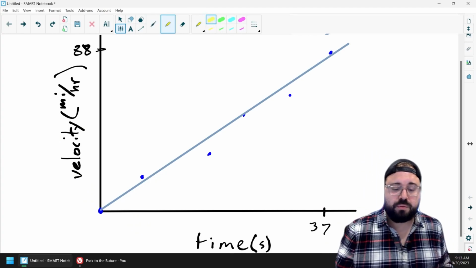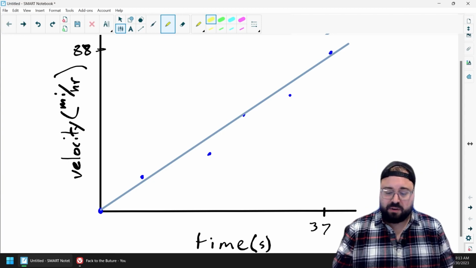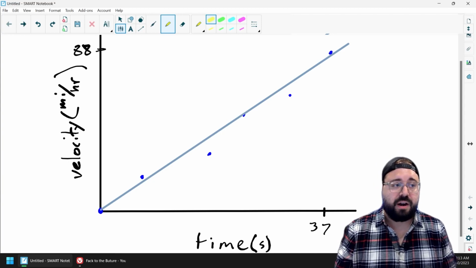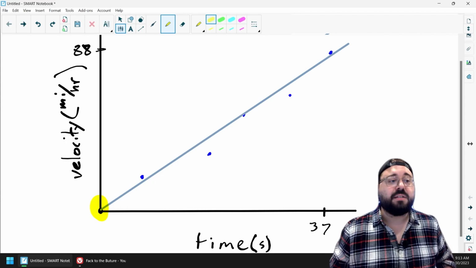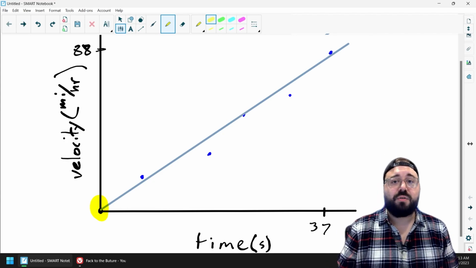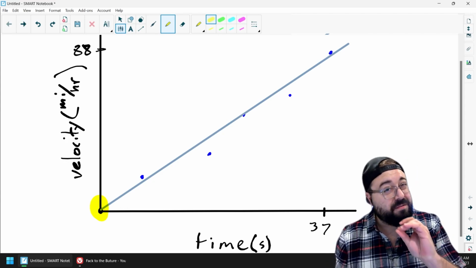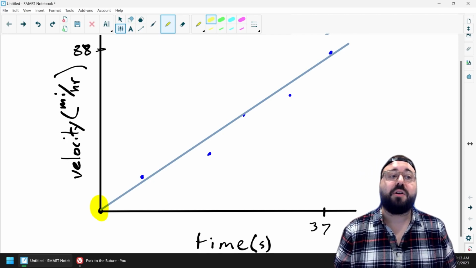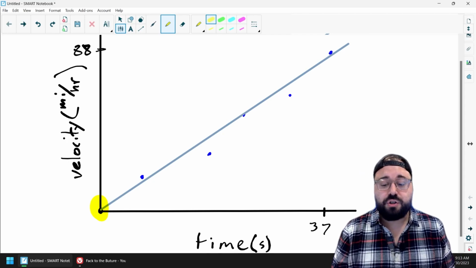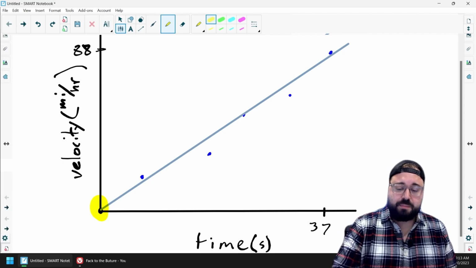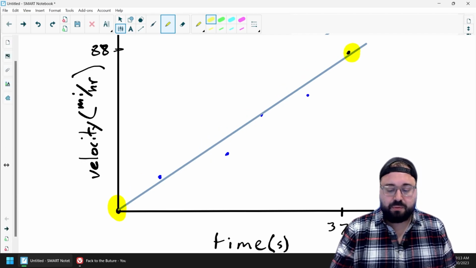Now, there's a few points that I have on my graph. Otherwise, this is totally fictitious, but a few that are accurate. One is 0, 0. Everybody's graph should go through 0, 0 or be very close to it. Obviously, there's some error in our experimentation, but it should be close to that. And then another point is my last data point up here.